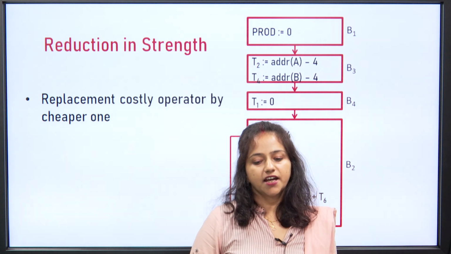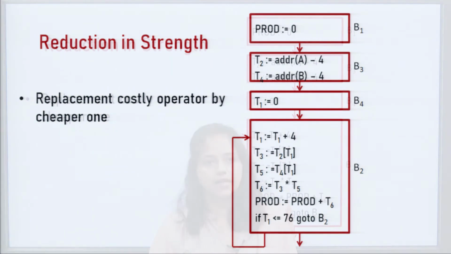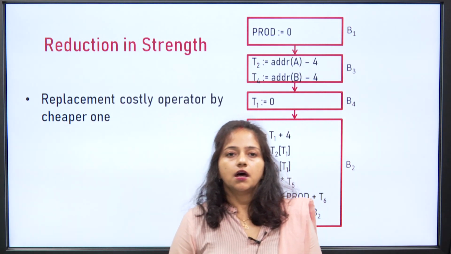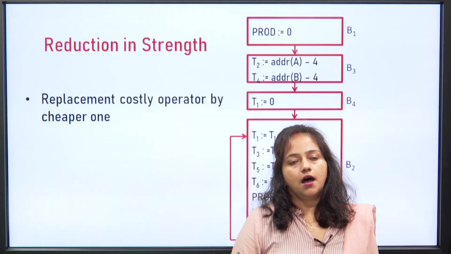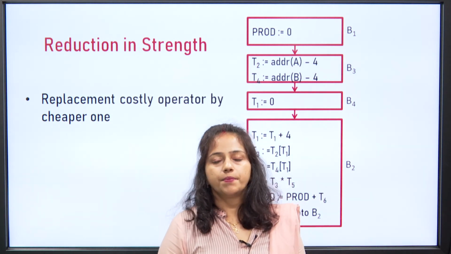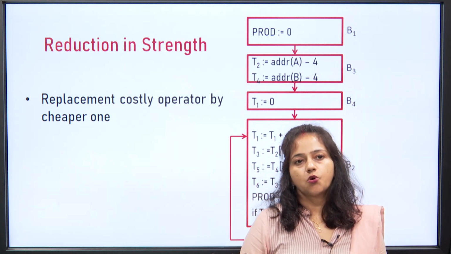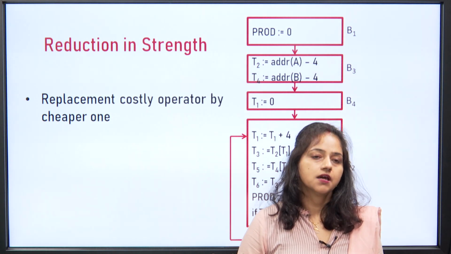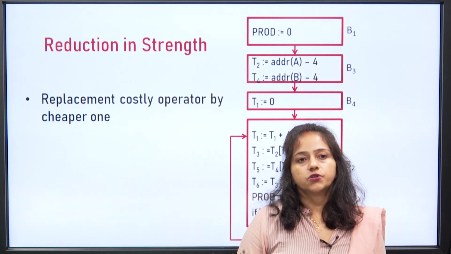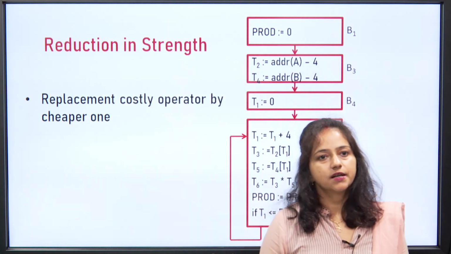Next is reduction in strength. This is another important code optimization technique where we reduce the costly operator, where we replace the costly operator with the cheaper one. There are certain operators like multiplication or division that we treat as costly or expensive operators in terms of their computation. So, they can be reduced using a cheaper operator that requires lesser computation.